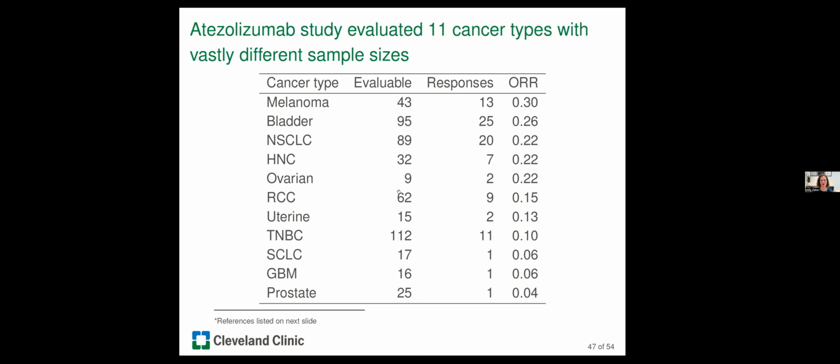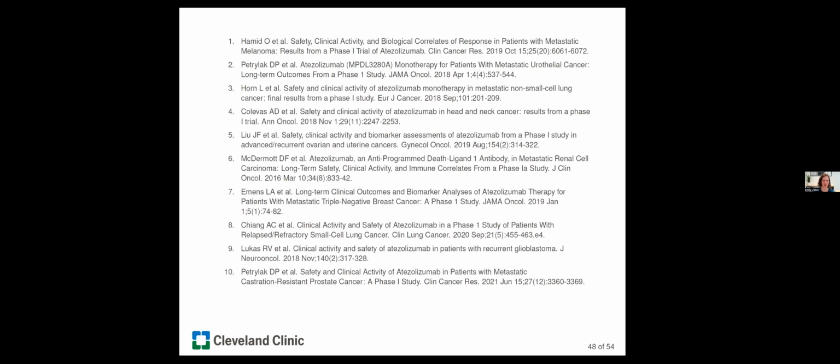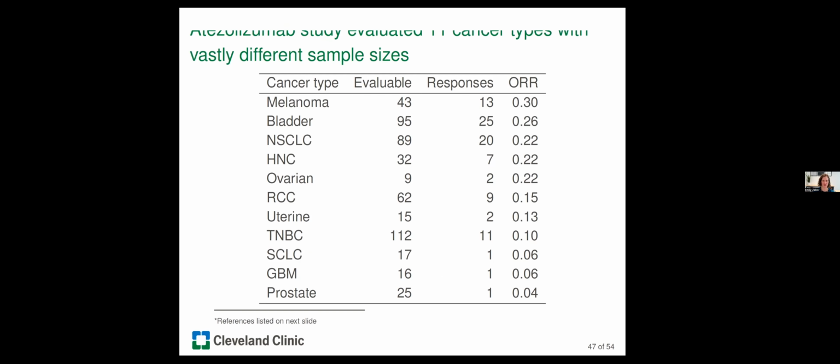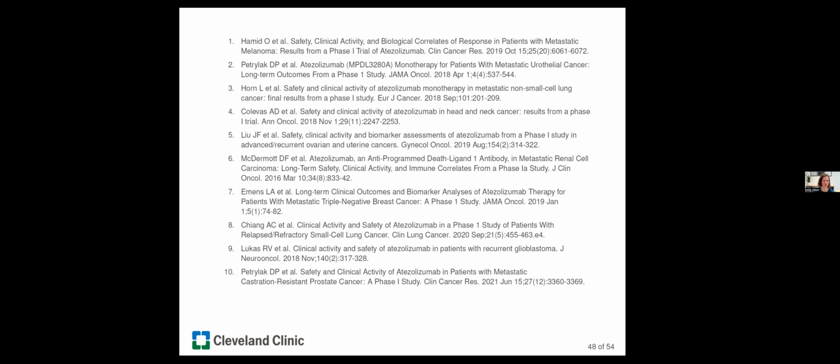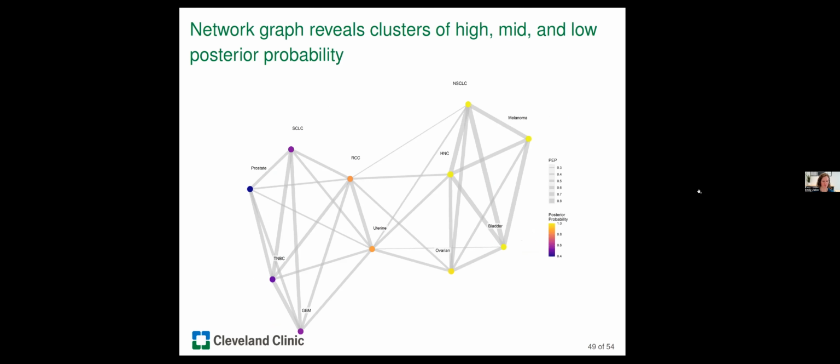And so what we really want is to use these Bayesian methods where we're sharing information across cohorts that have similarities so that we can leverage the overall sample size that's available across these 11 cancer types. And these are just the references for the response rates on this slide, to attribute those properly.